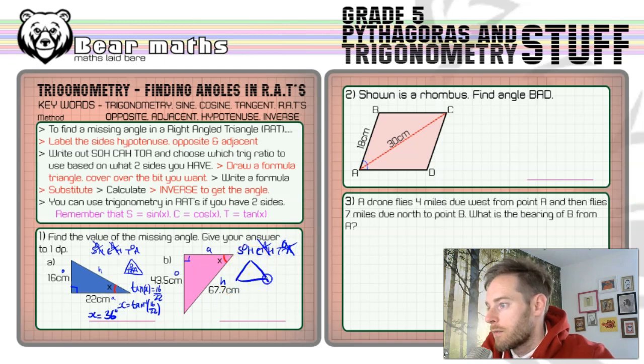Draw the triangle. I'll draw it a bit bigger if I can. SOH. Okay, so that line means divide. There's a little times symbol in there. Sine of the angle equals opposite over hypotenuse. So sin of the angle equals 43.5 over 67.7. Inverse it, sine to the minus 1 of whatever that answer is, so 43.5 over 67.7, right?